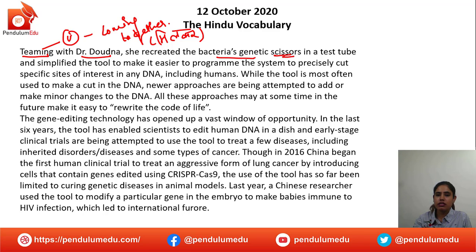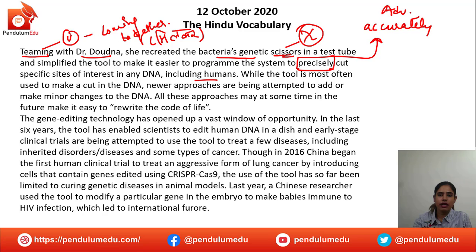Bacteria's genetic scissors, like again the chromosomes or the DNA you can say, in a test tube, and simplified the tool to make it easier to program the system to precisely cut specific sites of interest in any DNA, including humans. To precisely cut specific sites of interest. So precisely, that is accurately. It's an adverb. मतलब एक सही तरीके से. Okay, so that is precisely. So they had made a tool to precisely cut the specific site of interest in any DNA.